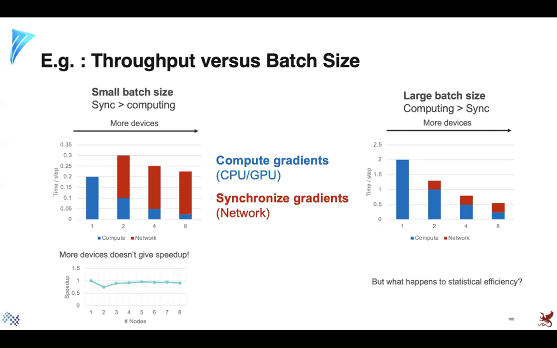even if we increase the number of GPUs. But on the other hand, if we use a large batch size, we can increase the proportion of time we spend on computing, which efficiently scales as the number of GPUs increases. But the question we have to ask as we increase the batch size is what effect that has on statistical efficiency.